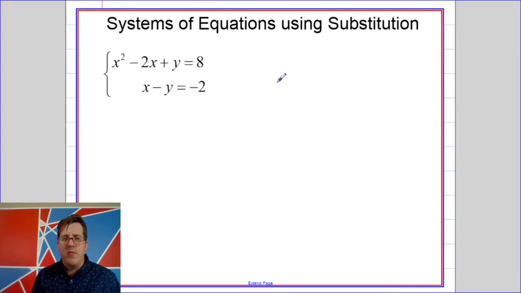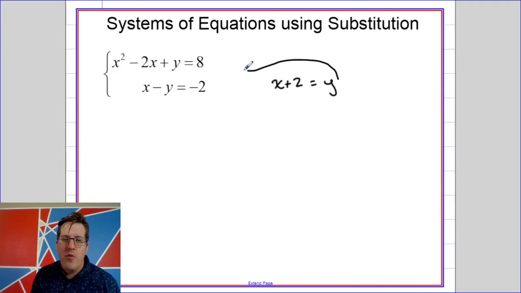To solve by substitution, you want to start by taking whichever one of your two equations is easier and isolating a variable. Now, when I say easier, I mean easier to get one of the two variables by itself. I could also have solved the top one for y, but I do think that the bottom was a little more simple. Then I'm going to take that and I'm going to plug it into the other equation.